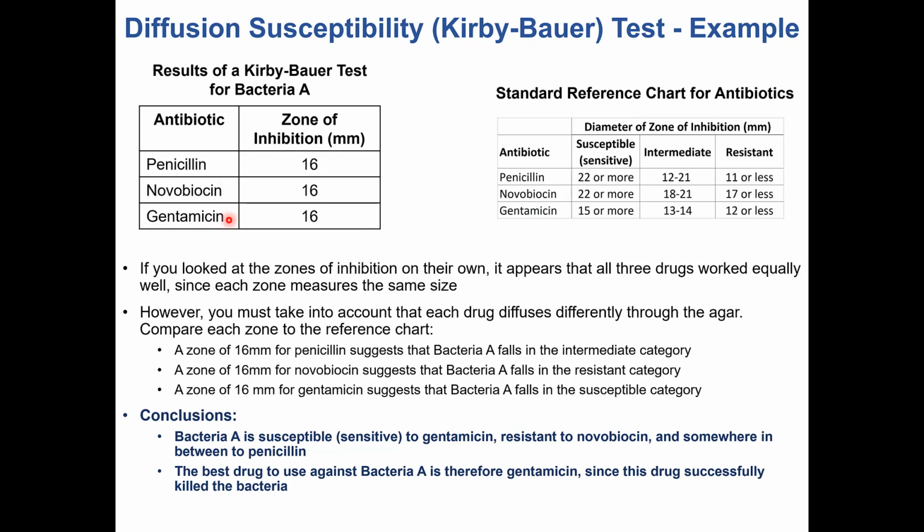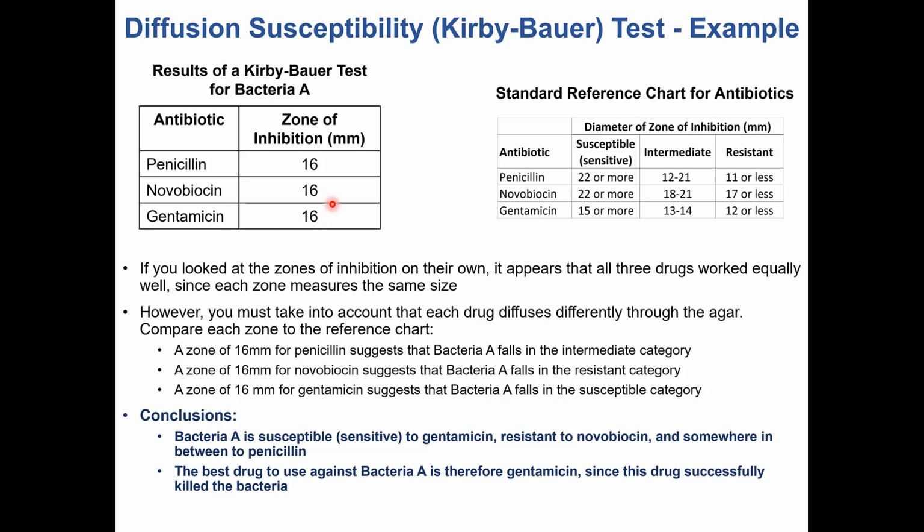So which of these drugs works the best against bacteria A? Gentamicin, because the zone that you measured placed the bacteria in the susceptible category. The drug successfully killed the bacteria. Novobiocin didn't work at all because the bacteria falls in that resistant category due to the size of the zone.